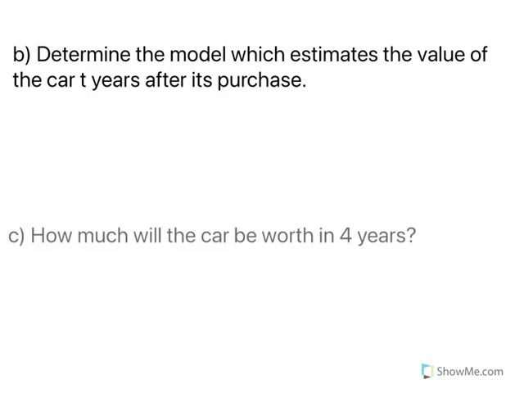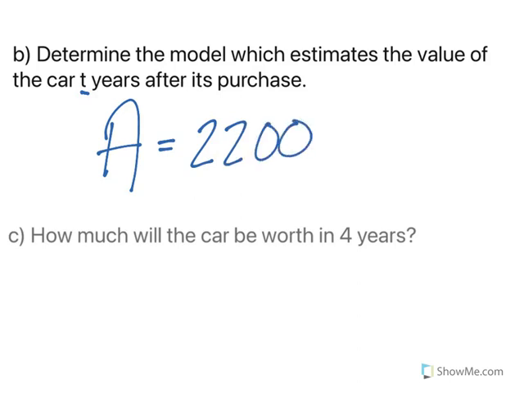So now we can determine the model which estimates the value of the car T years after its purchase. Okay, so we have our ending amount, which we don't know because it's after a certain number of years. We always start with our initial value. We multiply by the change factor, and because this is exponential decay, we've got our 0.88, and the exponent is our number of years, and in this case, it's T. So this is our model. Ending amount equals initial amount times the change factor raised to the number of years.